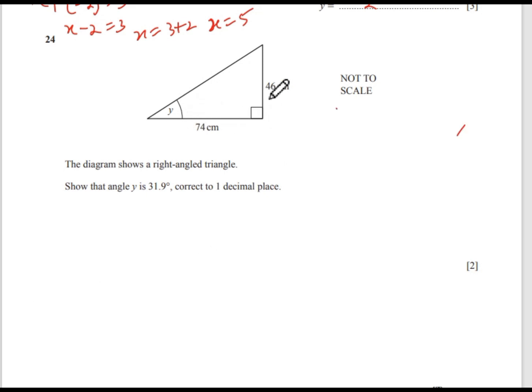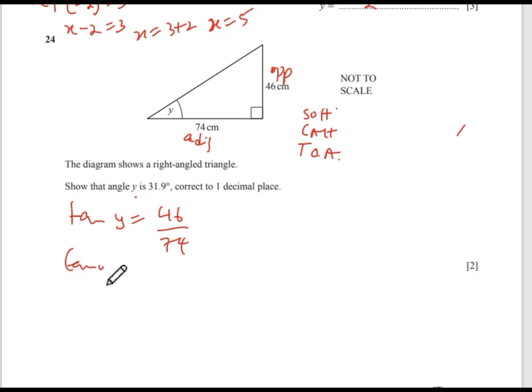Now this is the opposite, while this is the adjacent. So this is opposite over adjacent. You know, sine is opposite over hypotenuse, cos is adjacent over hypotenuse, then tan is opposite over adjacent. So we are dealing with opposite and adjacent, so we are using tan. So tan y is equal to the opposite, which is 46, divided by the adjacent, 74.